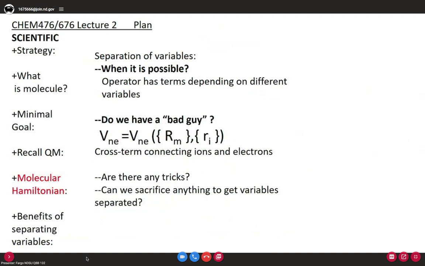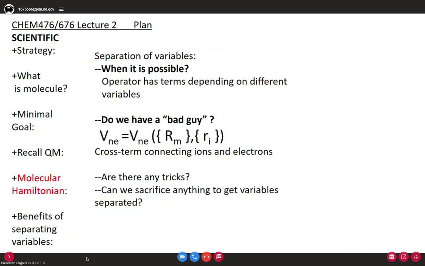So, what is the criterion for separation of variables? To be able to separate variables in a legitimate way, let's not be very general, let's look very narrow-mindedly at the Schrodinger equation.